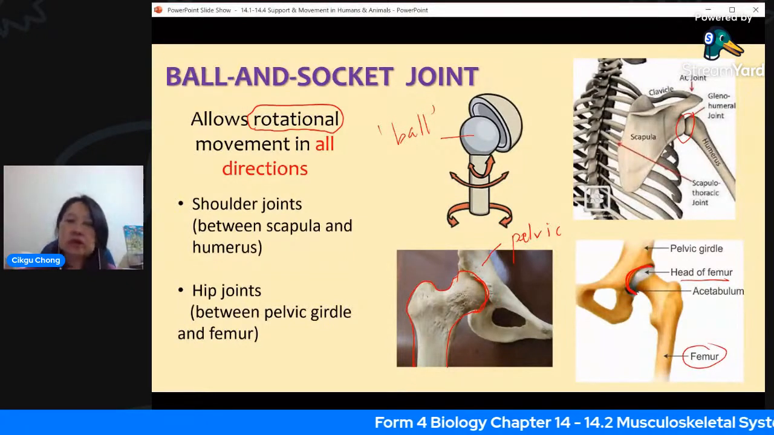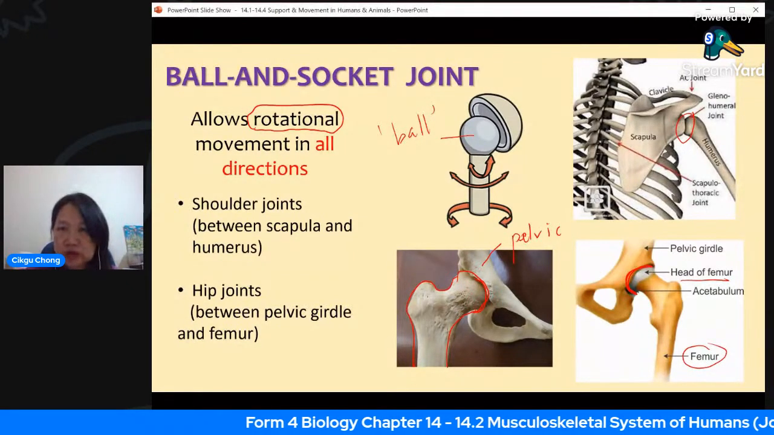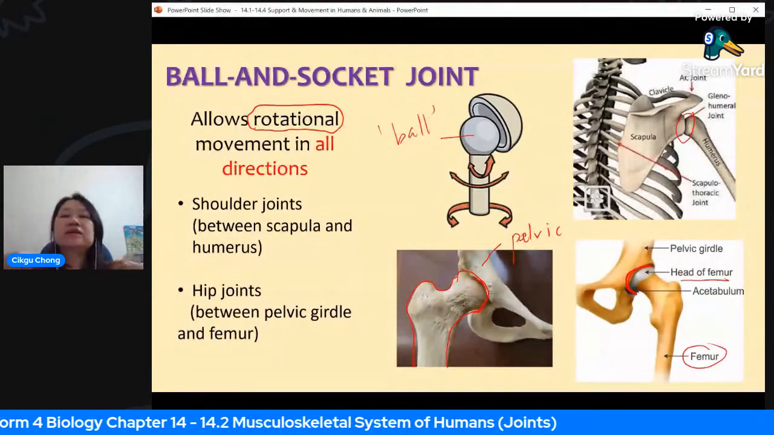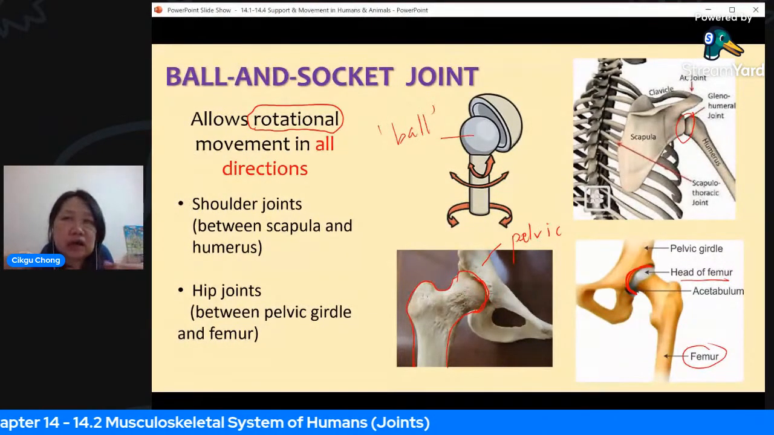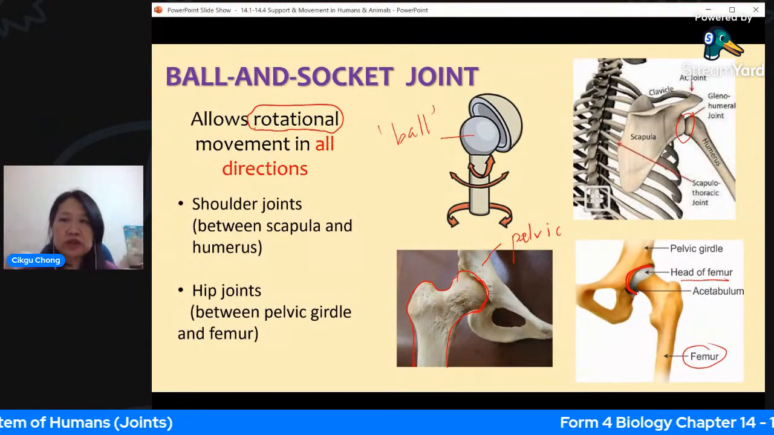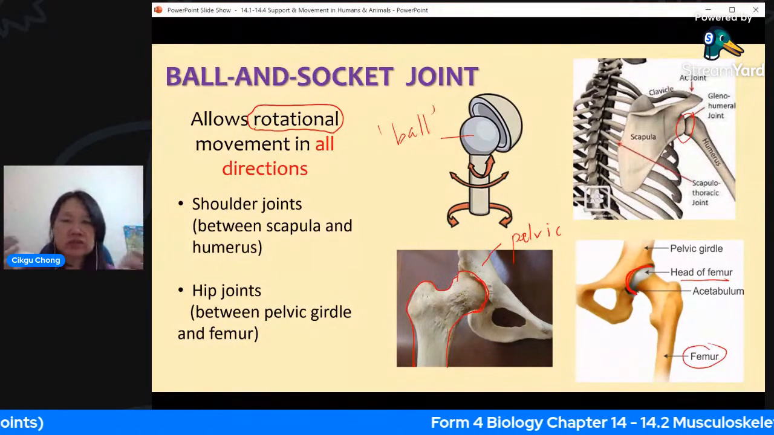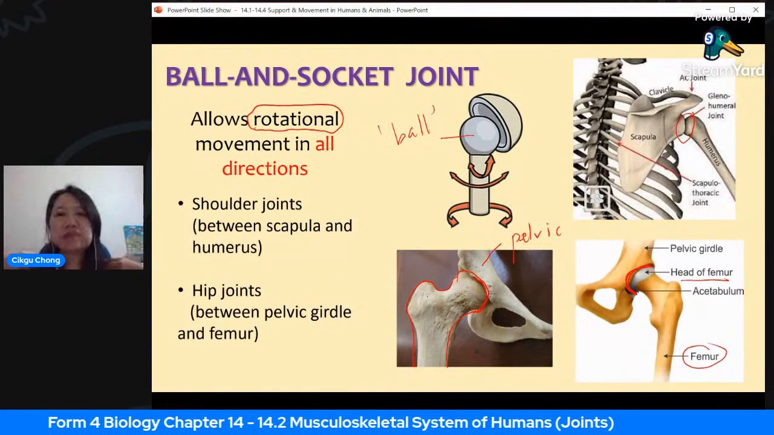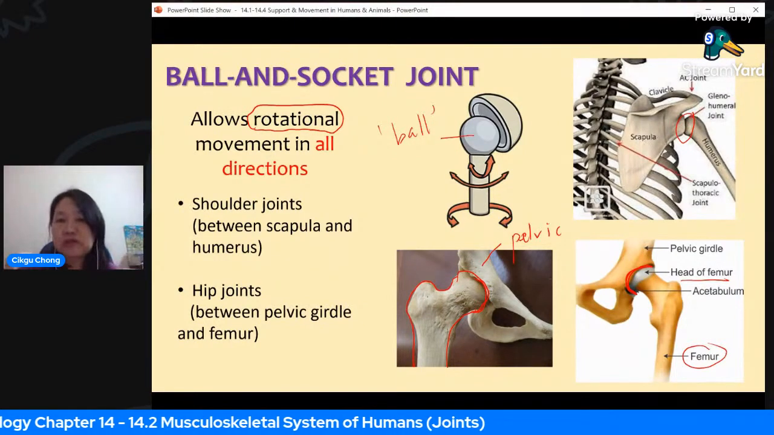So your shoulder joints and your hip joints come under ball and socket. Just remember, they give you the highest freedom of movement, when you can swing about 180 degrees, or almost, not really. So of course your arms are more flexible, the movement of the joint, compared to your hips.